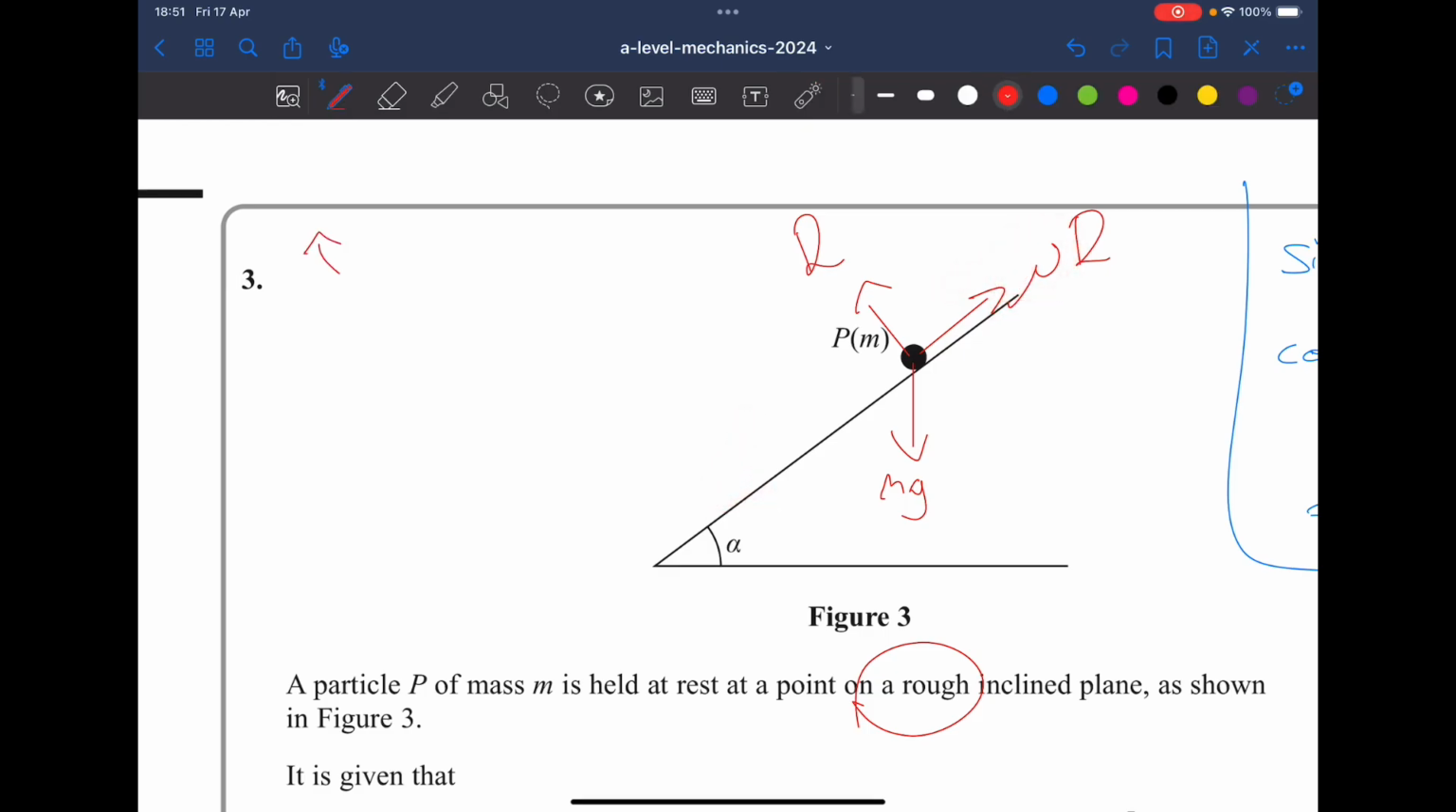Going against the slope, pulling us up is going to be R. Pulling us back down then is going to be the component of the weight going this direction. So if we have alpha in there, this is whatever adds up with that to make 90. And this side therefore is alpha.